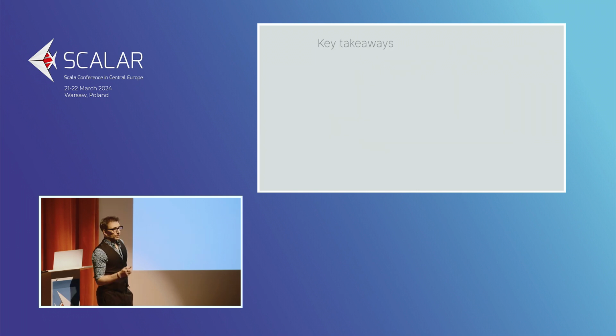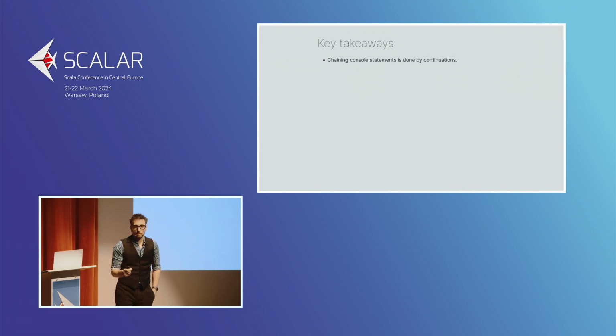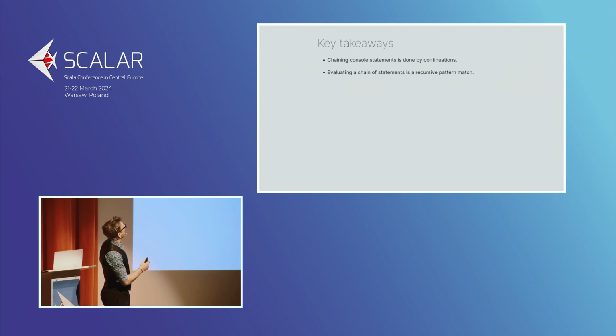What we have learned so far is chaining console statements is done by continuations, which is not nice, but it works, because we have solved our problem, haven't we? We know that evaluating a chain of statements is a recursive pattern match, no big surprise, recursive subtypes, recursive pattern match, obviously. The one thing that I'm very disappointed in here is this is not very composable, is it? Once you have a console, you're done. You have your console, but you can't really compose consoles together.